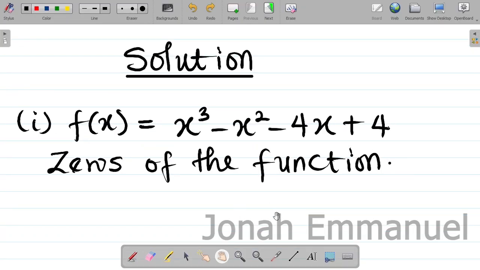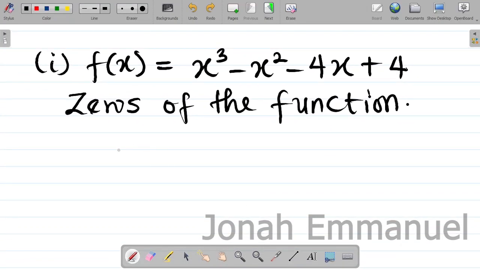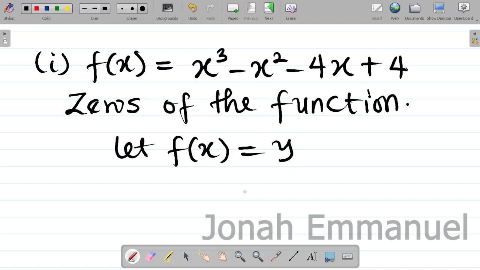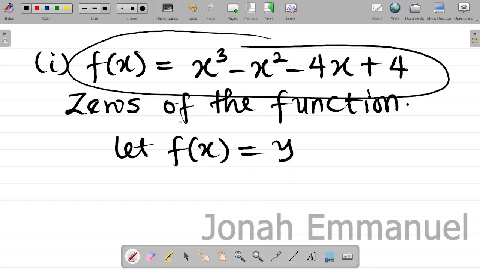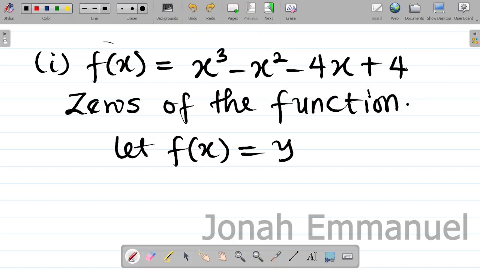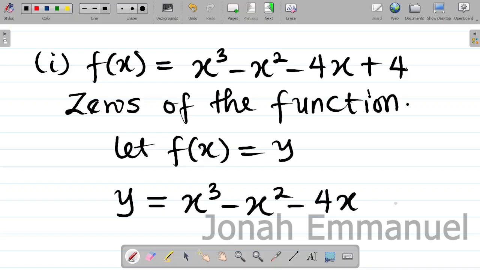The first thing you want to do here is to say let f of x, the function, be equal to y. If f of x is equal to y, that means wherever I see f of x, I'll put y. So I'll have that y is equal to x cubed minus x squared minus 4x plus 4. I have substituted f of x as y.